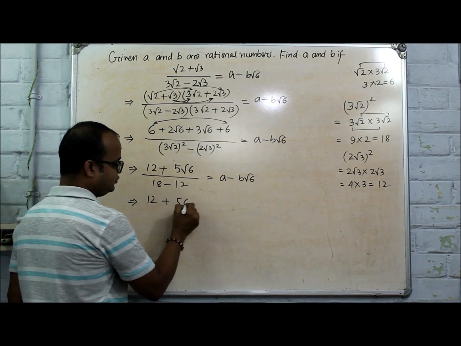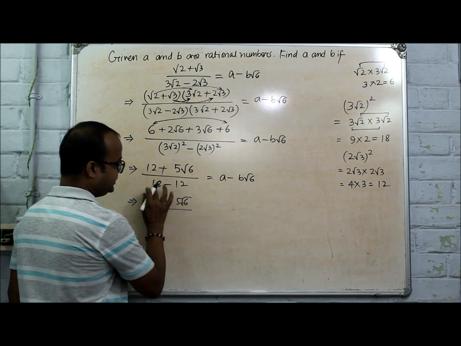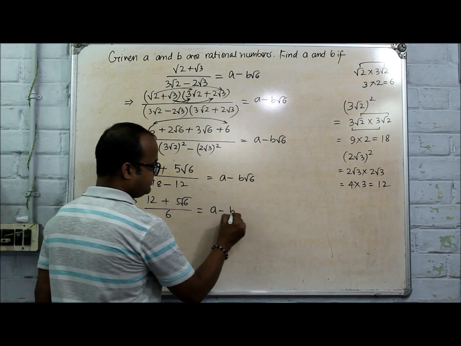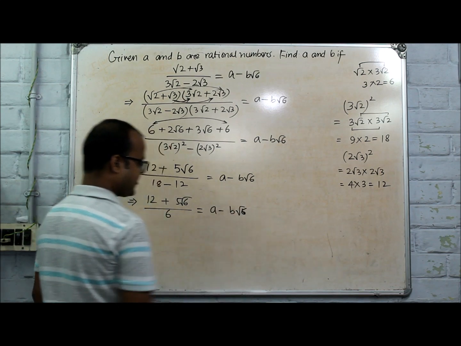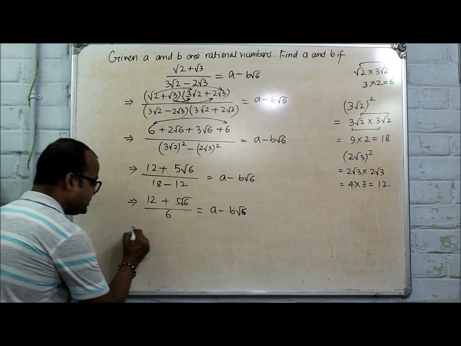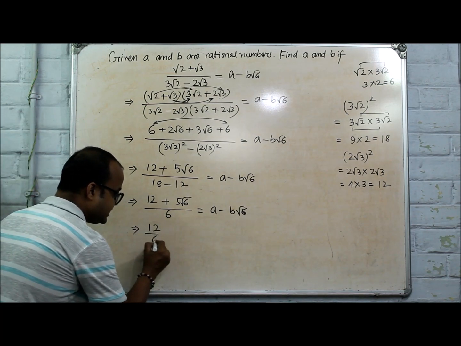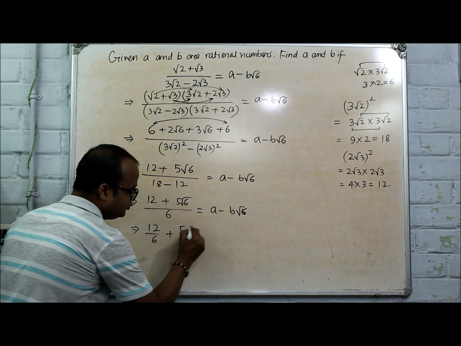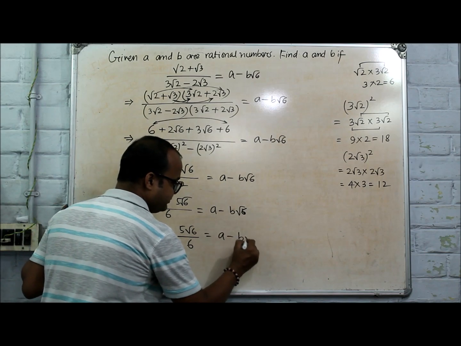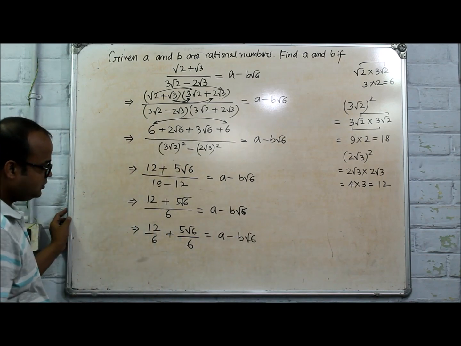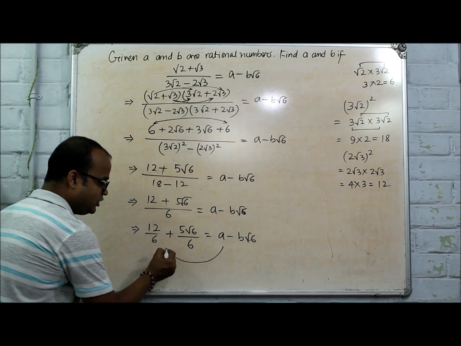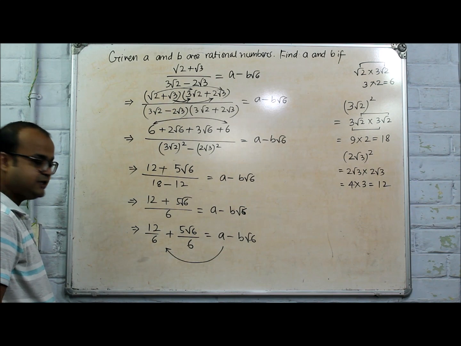12 plus 5 root 6 by 18 minus 12, which is equal to 6. It is equal to a minus b root 6. Now we apply term by term division here. Term by term division means 12 by 6 plus 5 root 6 by 6 is equal to a minus b root 6. Now if we compare both sides, then a is equal to 12 by 6.